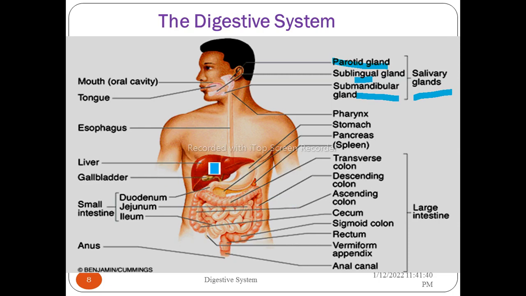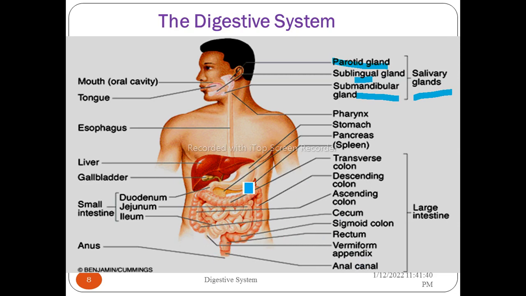This is the liver. The inner one is the gallbladder. The small intestine divides into three: duodenum, jejunum, and ileum. This is the anus, the anal canal. This is the transverse colon. The descending colon is this one I told you. Then the sigmoid colon, and the vermiform appendix is found here, projected from the cecum.